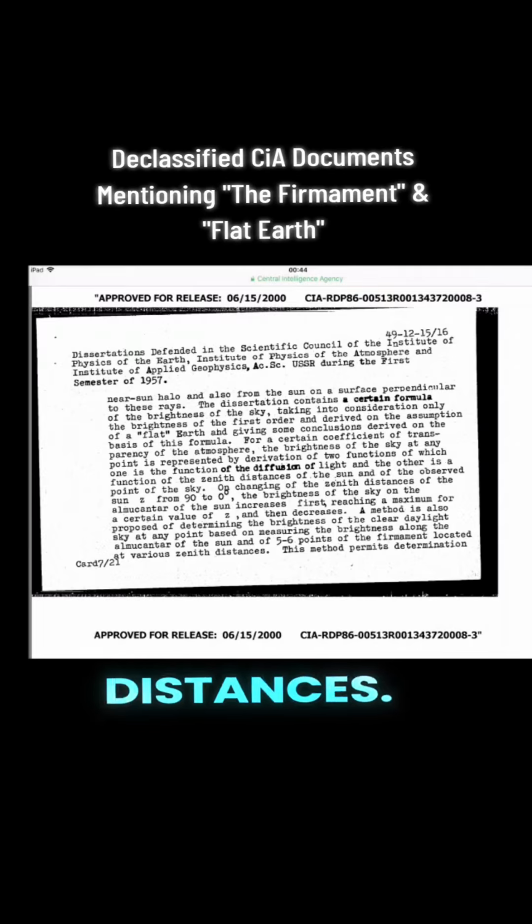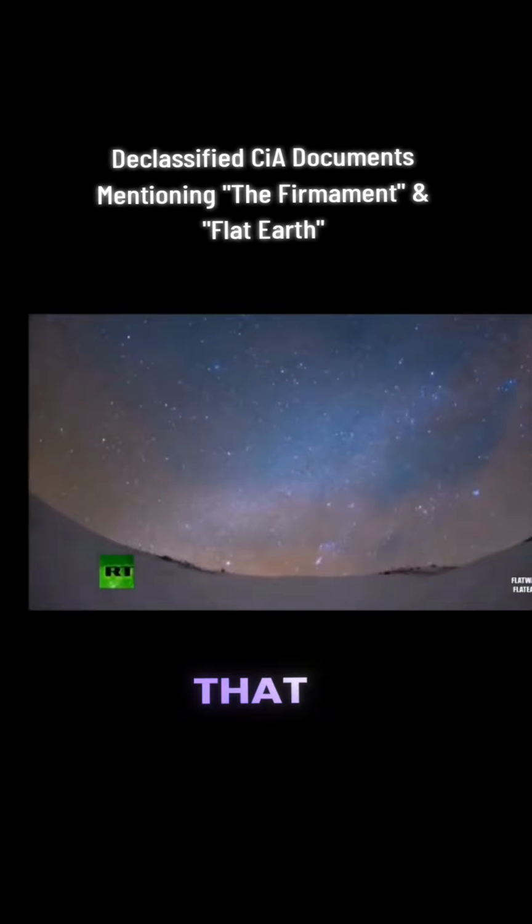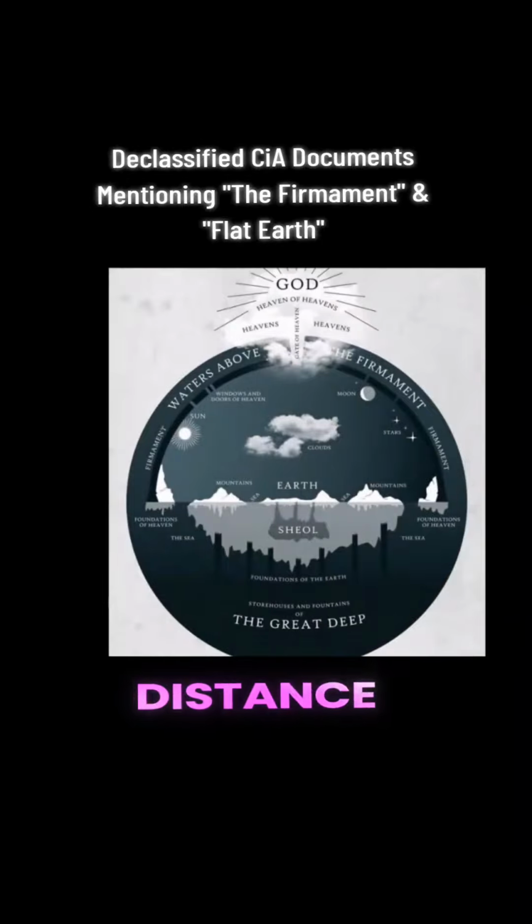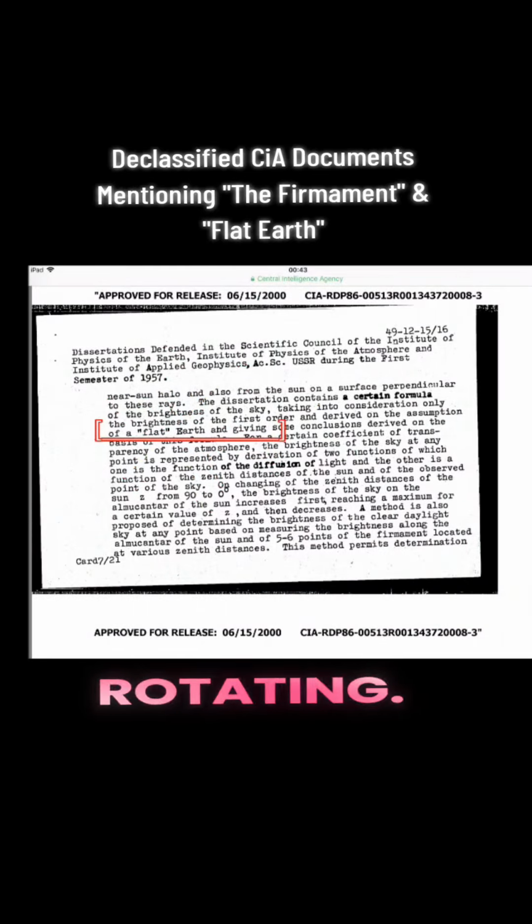A method is also proposed of determining the brightness of the clear daylight sky at any point, based on measuring the brightness along the almucanter of the sun, and of 5 or 6 points of the firmament located at various zenith distances. I actually mentioned that they prove that there is a firmament, that they're measuring the light of the firmament, and they know the distance to the firmament, and also that this is done assuming and knowing that the Earth is flat and non-rotating.